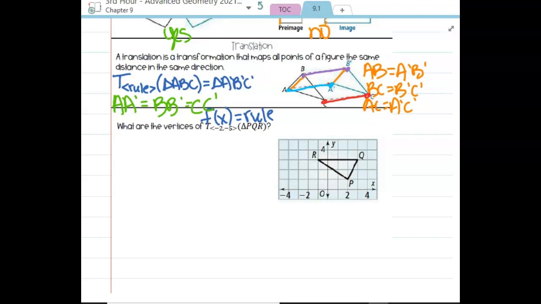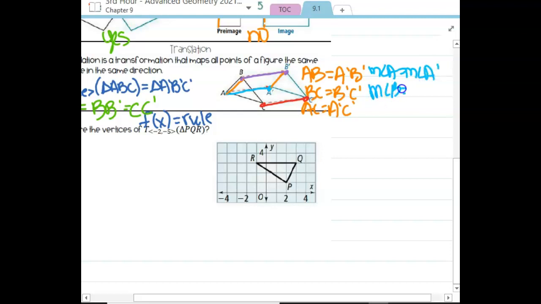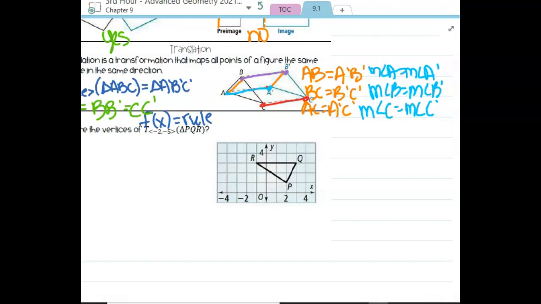And almost in a way unnecessary to even point out, but kind of good to know as well, the corresponding side lengths are equal, the corresponding angle measures are also equal. So the measure of angle A equals the measure of angle A prime. The measure of angle B equals the measure of angle B prime, and the measure of angle C equals the measure of angle C prime. So all of the corresponding angles are congruent, all of the corresponding side lengths are congruent, same distance, same direction.